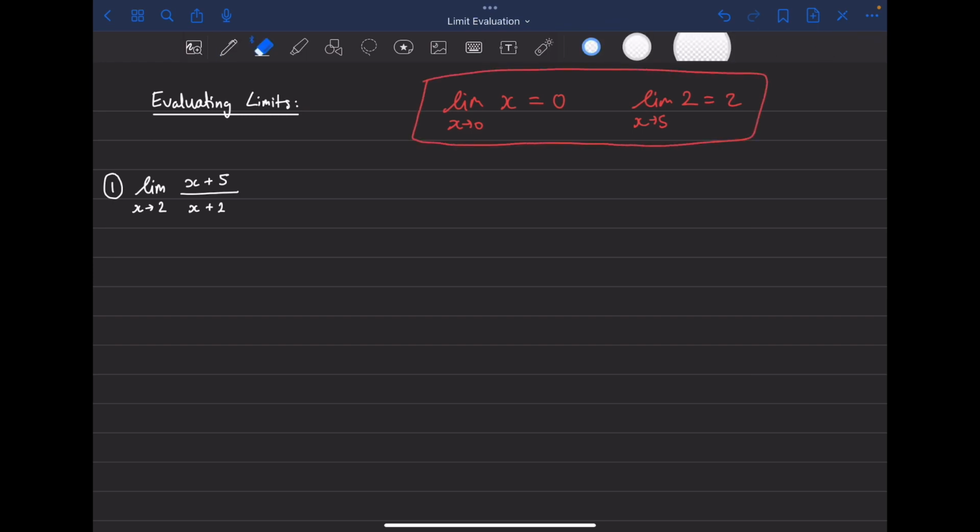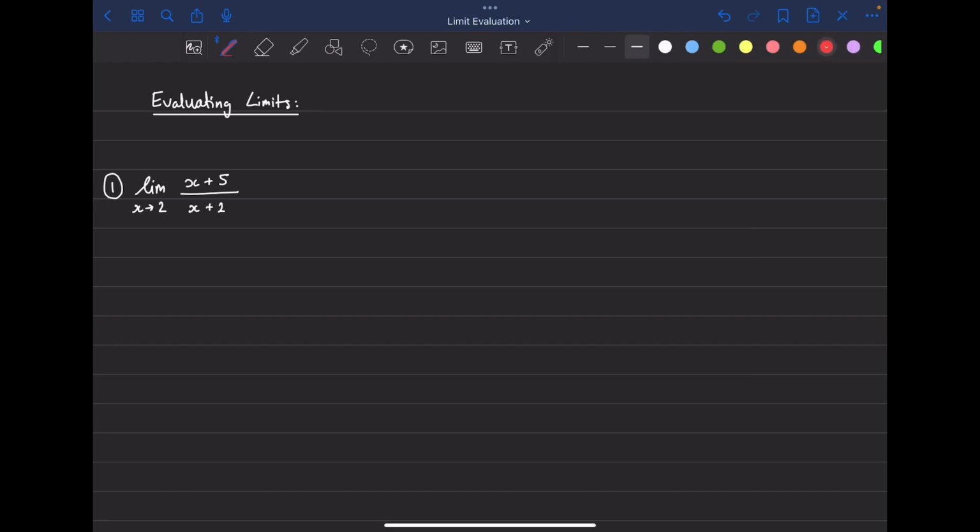If you do not know how to solve them, you should probably refresh on that before watching this video, because the examples covered in this video are going to be a bit more difficult than you would normally expect. But okay, first question: we have the limit as x approaches 2 of x plus 5 over x plus 2. This one is super easy.